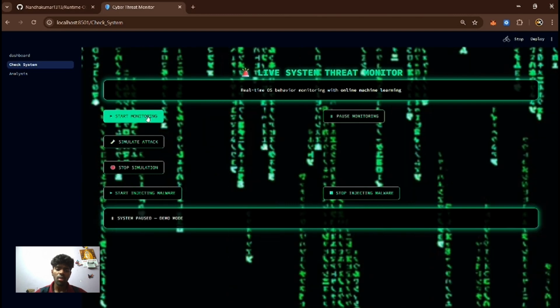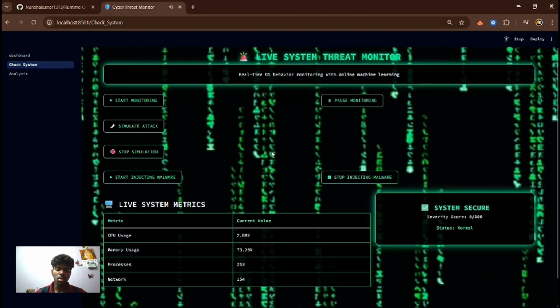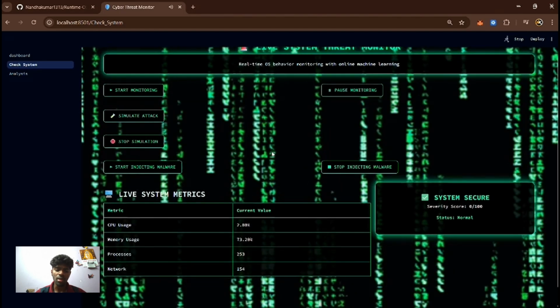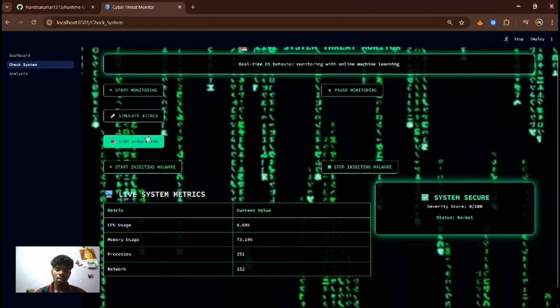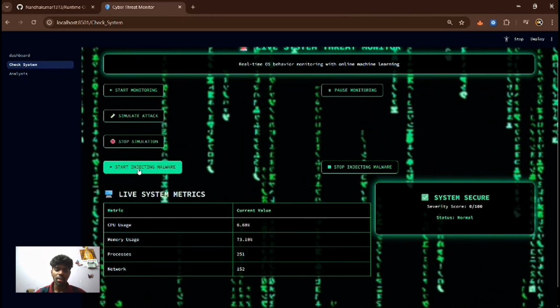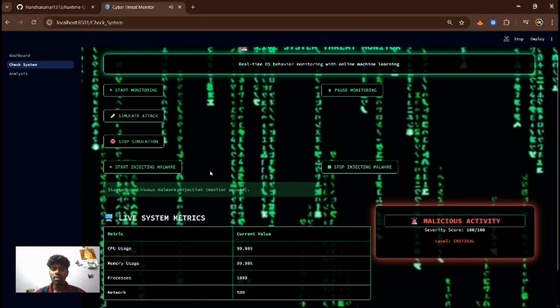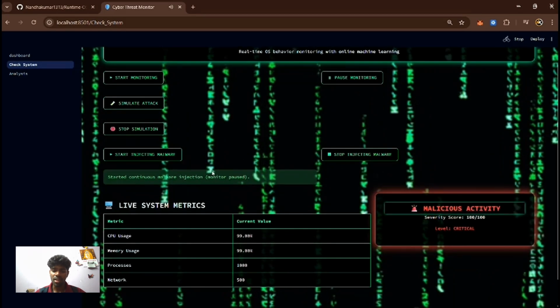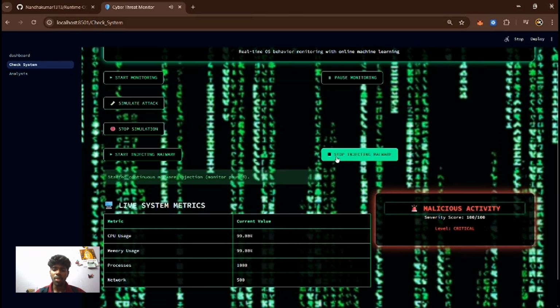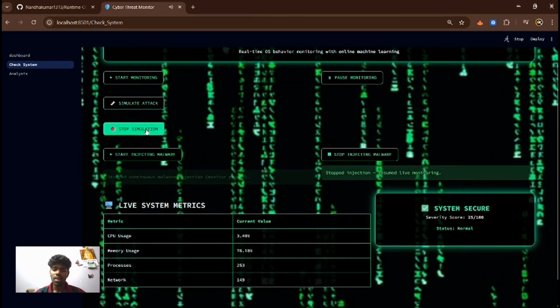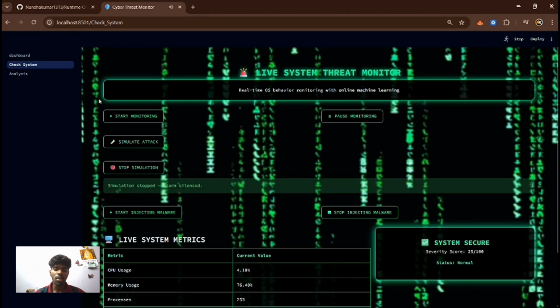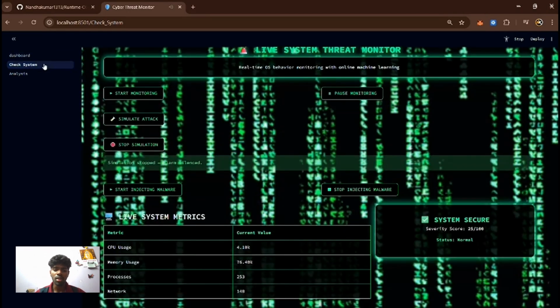Now when we click on the start monitoring button, it shows the CPU usage, memory usage, and the process and network. So let's simulate a kind of attack. We will inject the malware. Yes, when we check that, the malware has been injected, from the pipeline that has been used. A fake one, so that we can see how it works in real life.